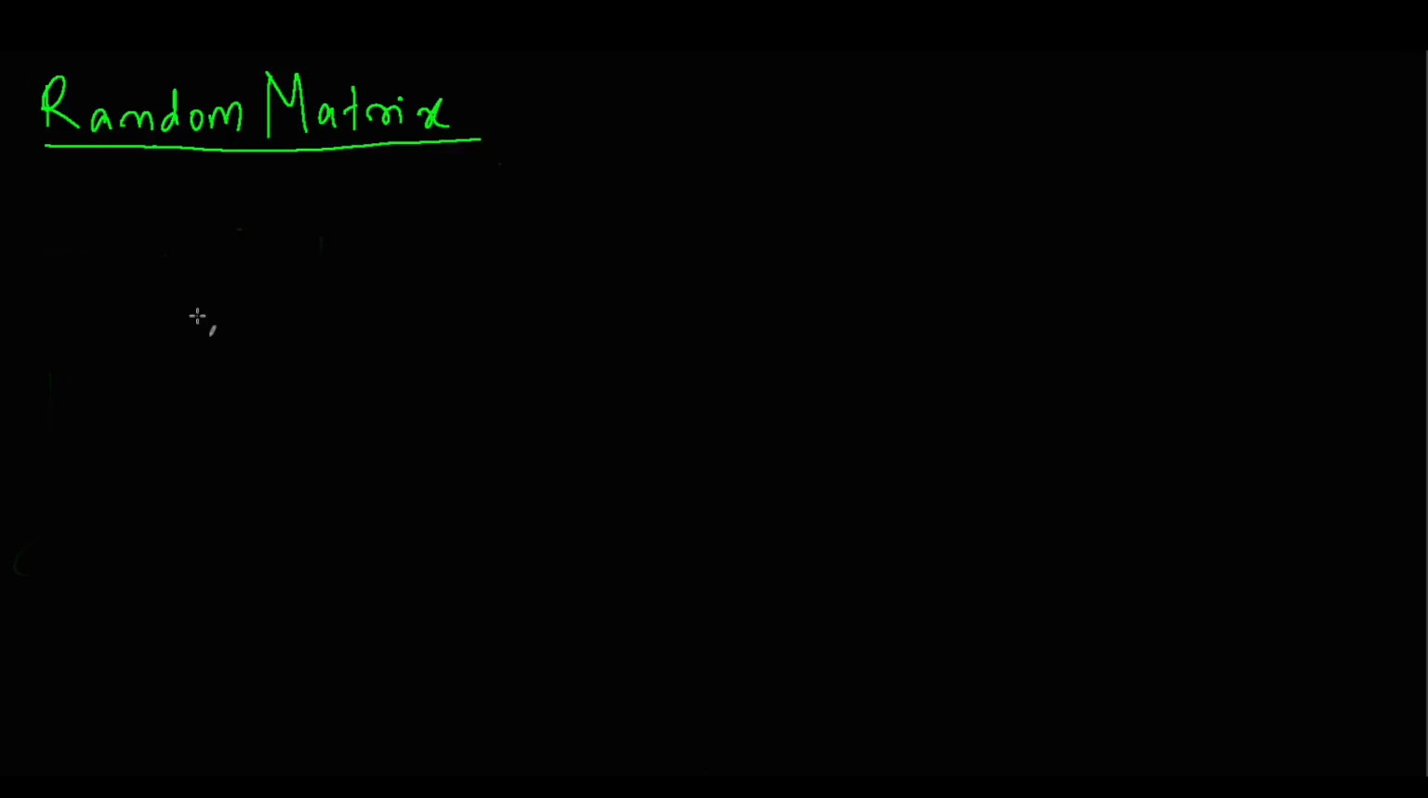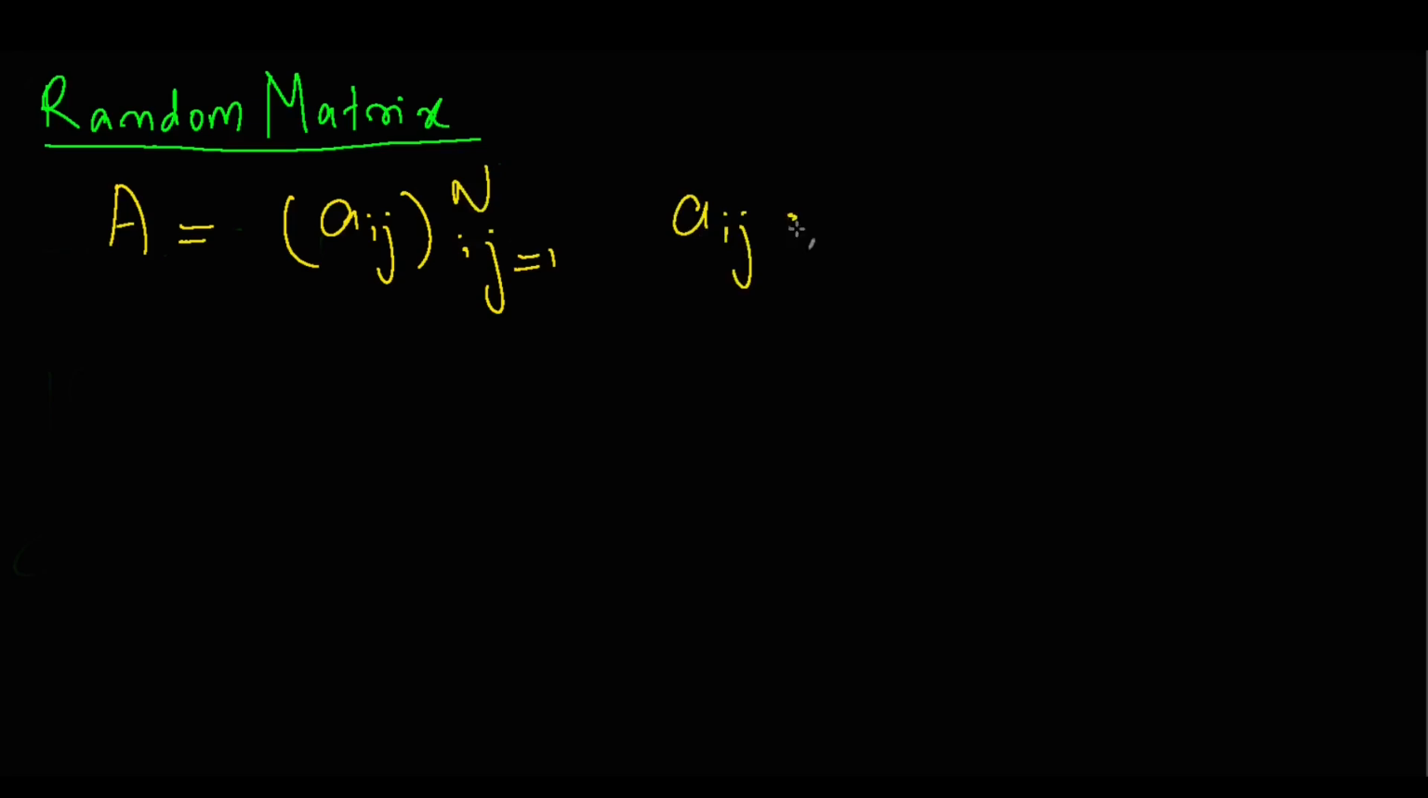A random matrix is a matrix in which all the entries are chosen randomly. So let A be a matrix whose entries are Aij, where i, j vary from 1 to n, and these Aij's are chosen randomly.